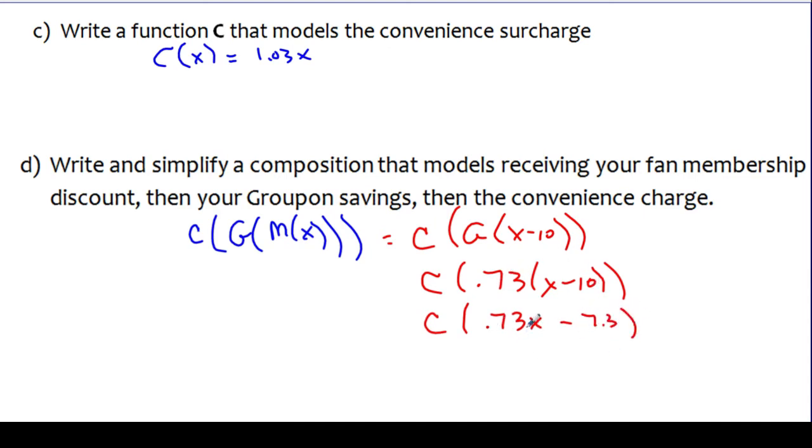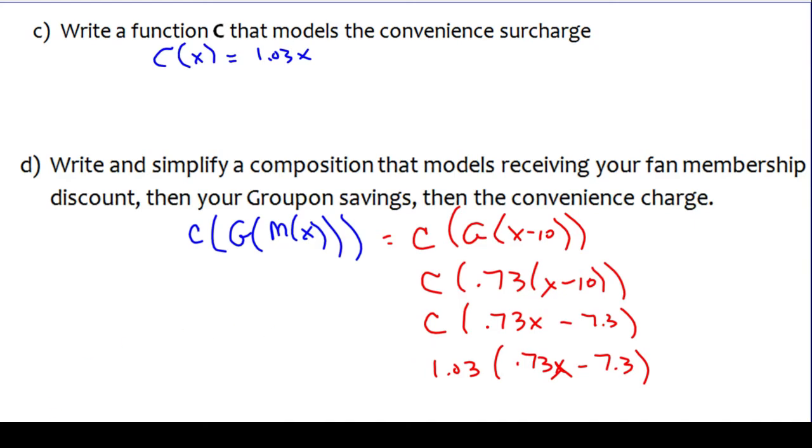Now this says take this expression, which represents all of my discounts, and plug that into the c function. Well, c says just do 1.03 times whatever you want to plug in. So I'm going to do 1.03 times 0.73x minus 7.3.